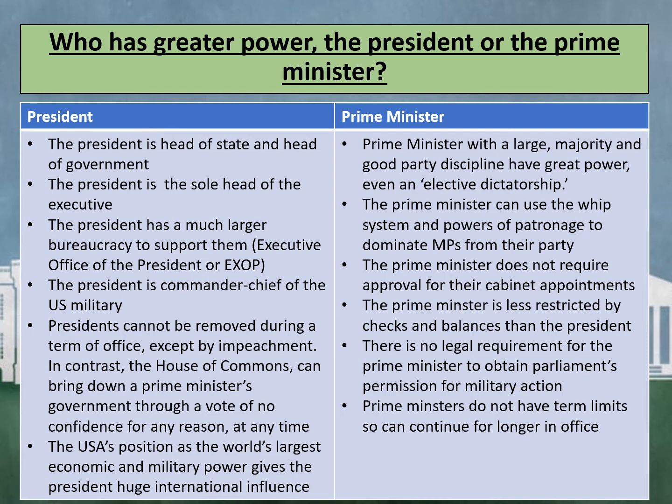Let's compare this then to the Prime Minister. A Prime Minister with a large majority and good party discipline can have great power, even an elective dictatorship. The Prime Minister can use the whip system and powers of patronage to dominate MPs from their party. The Prime Minister does not require approval for their cabinet appointments and is less restricted by checks and balances compared to the President. There is also no legal requirement for the Prime Minister to obtain Parliament's permission for military action, and they do not have term limits, so can continue in office for much longer.